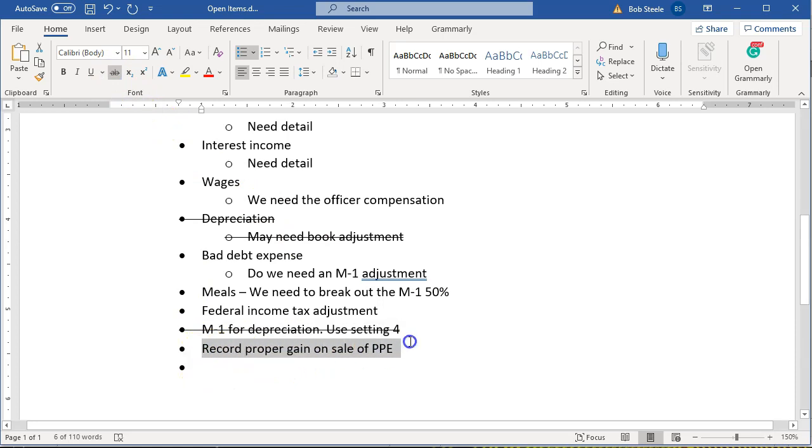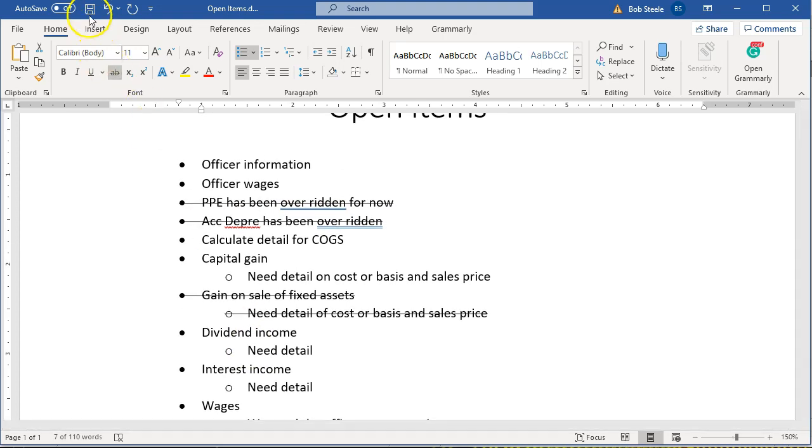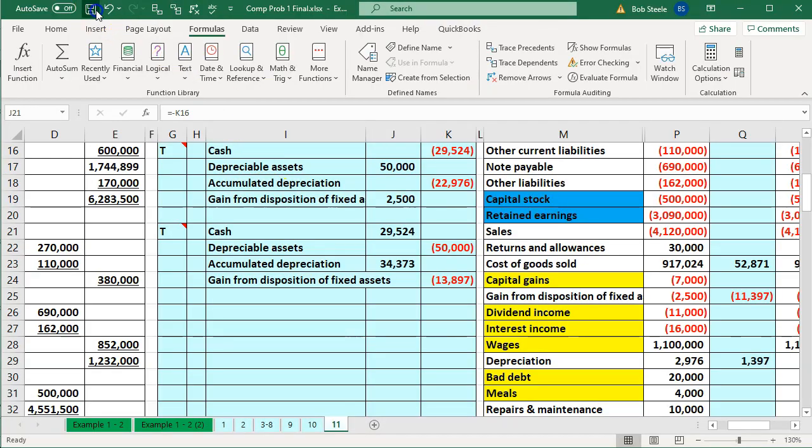We've done that. Notice some of these are probably repetitious when we jotted them down because we did multiple things that are kind of related in some way. So that looks good. We've got a lot of stuff that we kind of crossed off there. I'm going to save that. I'm going to go back to the tax return. That looks good. And then I'm going to go to the Excel and go ahead and save that.